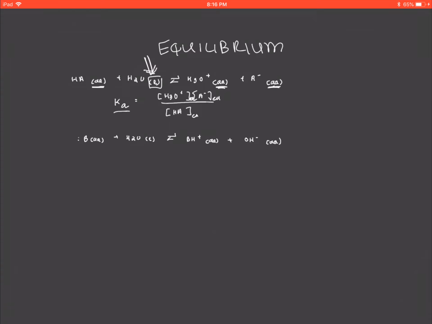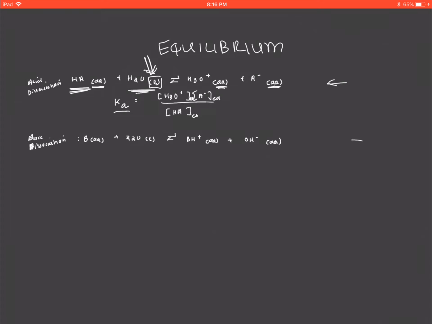This is your Ka because it is the acid dissociation constant. As you can see, we are using acids here. And over here, we have your base. So this is acid dissociation, and this is base dissociation.